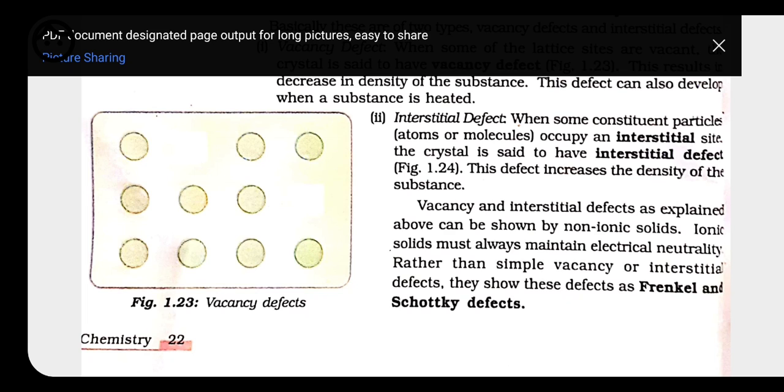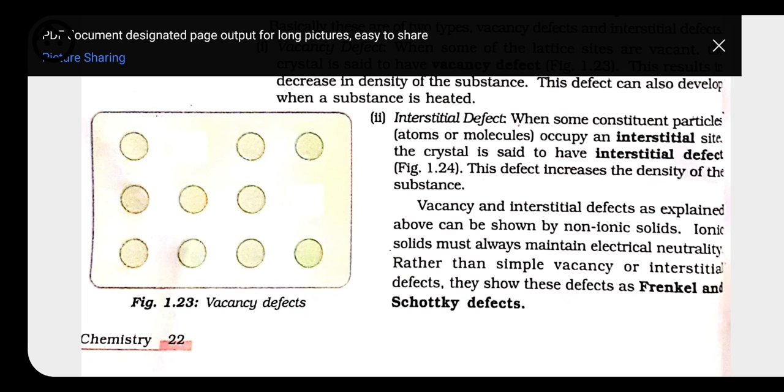Once again, I will explain. This type of defect is caused due to the presence of a constituent particle in the normally vacant interstitial site in the crystal. The constituent particle occupies the interstitial site, that's why it is called an interstitial defect. The formation of interstitial defect is determined by the size of the ions, the size of the interstitial ion. Again, because the interstitial site is taken by some more atoms, there is an increase in the density of the substance.